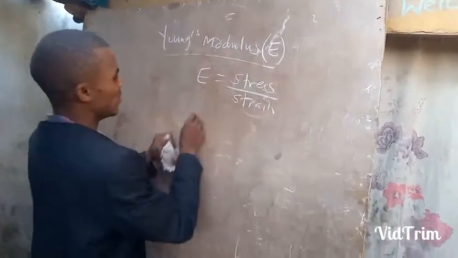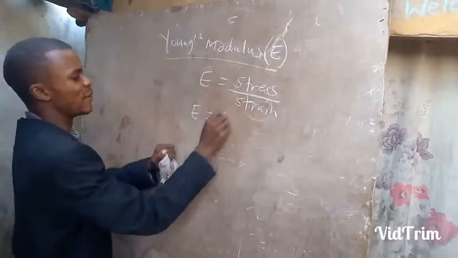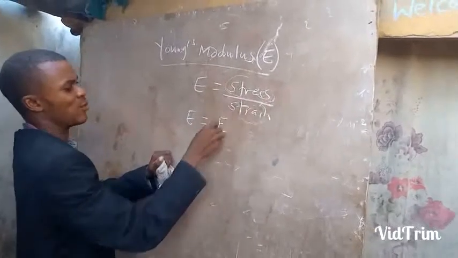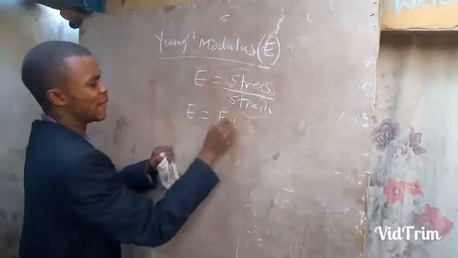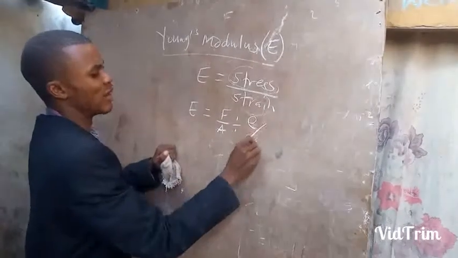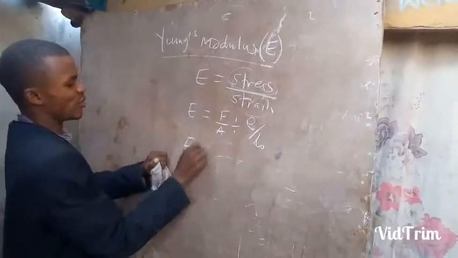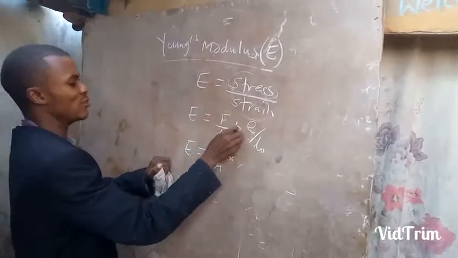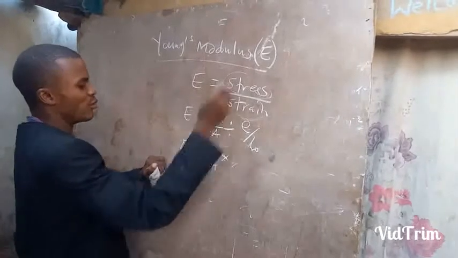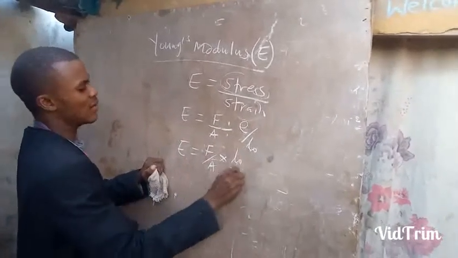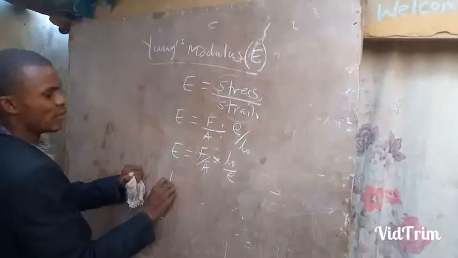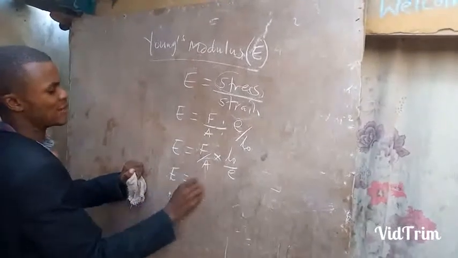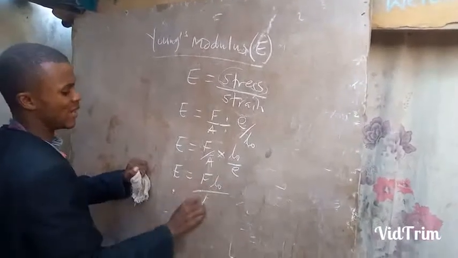So if that is the case, the Young's modulus becomes the stress, whose formula is force divided by the area, over the strain. The strain of that material is the extension over the original length. So the Young's modulus becomes F divided by A, times L0 over e. The moment you change division to multiplication, the L0 goes up and the e comes down. We now have the right to say E equals F times L0 divided by A times e.